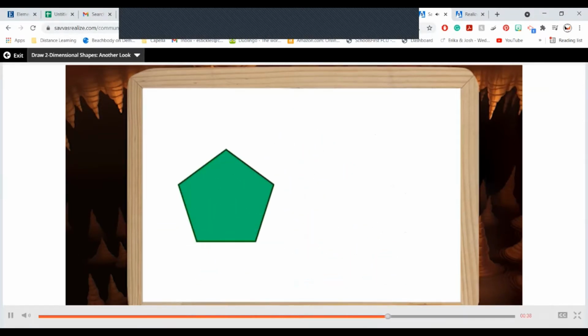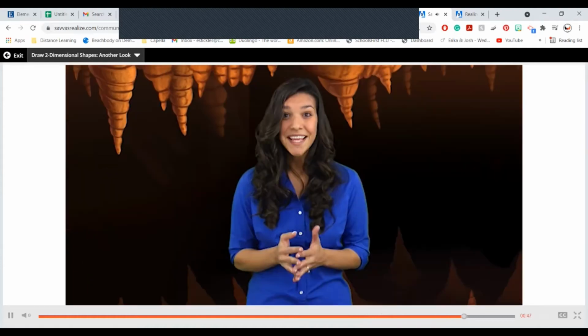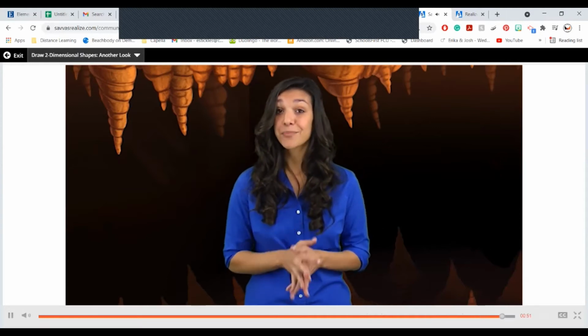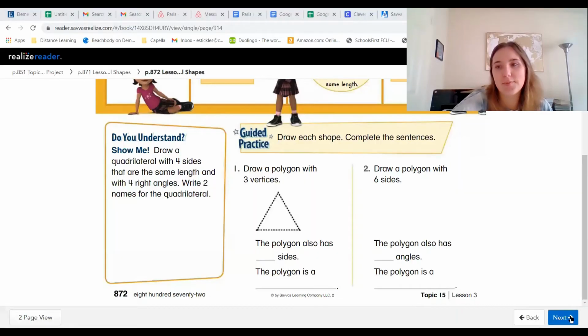When making a shape, there's a lot to think about. The number of sides, the number of vertices, if all the sides are the same length, and so much more. These things help give shapes their own identity, and that's pretty important. Let's go do some more practice. Let's turn that page.